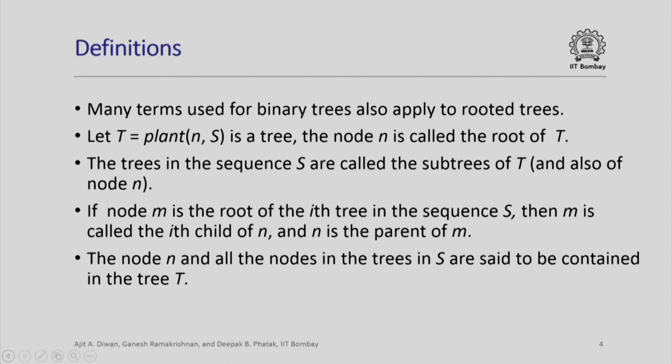And if a node m is the root of the ith tree in the sequence S, then m is called the ith child of n and n is the parent of m. So unlike a left child and a right child in a binary tree, we have a 0th child, the first child, second child, and so on for a node in a rooted tree. And in general, it can have any number of children starting from 0. So similarly, as in binary trees, the node n and all the nodes in the subtrees, that is all the trees in S, are said to be contained in the tree T.